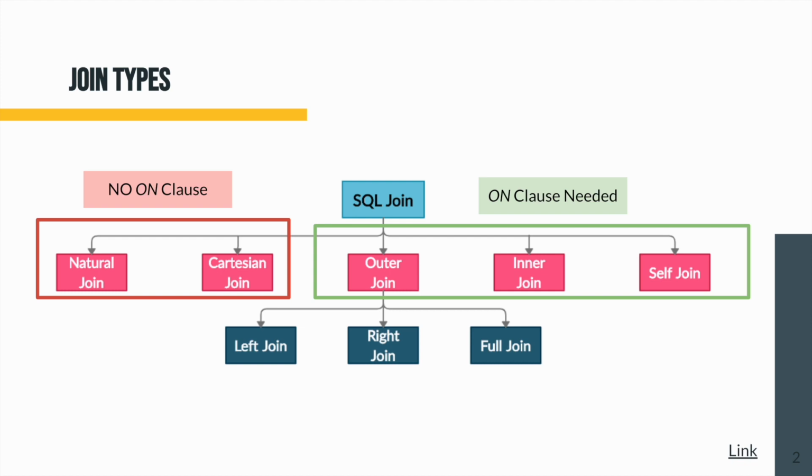So the one thing I want you to get out of this slide is that whenever you're using an outer, inner, and self join, you need that ON clause. You need to specify which columns you're trying to match the two tables with. However, whenever you're using natural or cross join, you don't necessarily need that ON clause. And when we go into the examples, you're going to find out why.